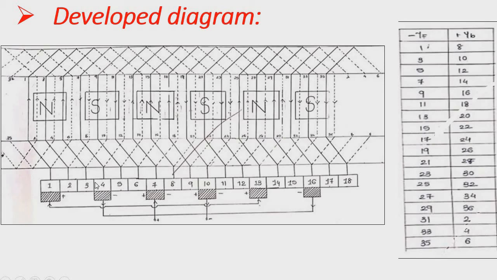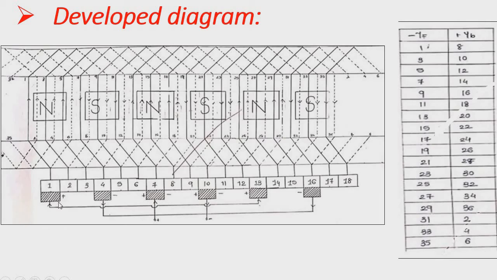Now, the last thing is to provide brushes for collecting the current or applying the current. It will collect the current in generating action and it will give the current in motoring action. So again, the number of poles is equal to 6. In lap winding, the number of brushes is the same as the number of poles, so we have 6, and the total number of commutators is 18.